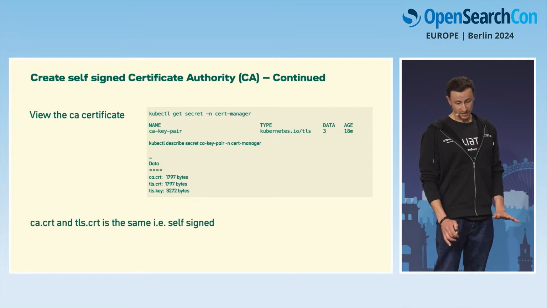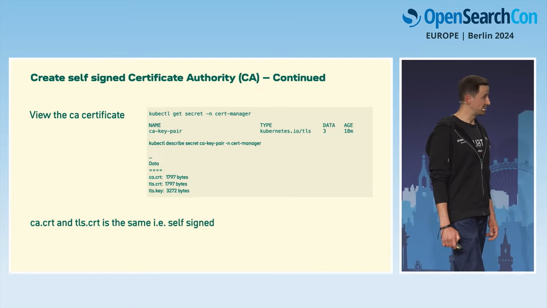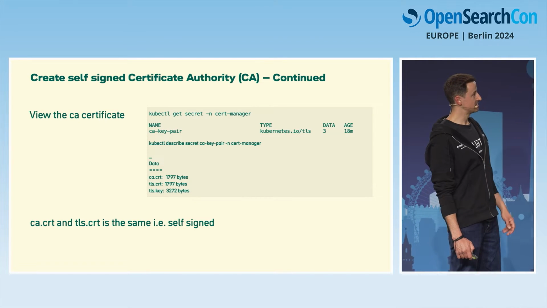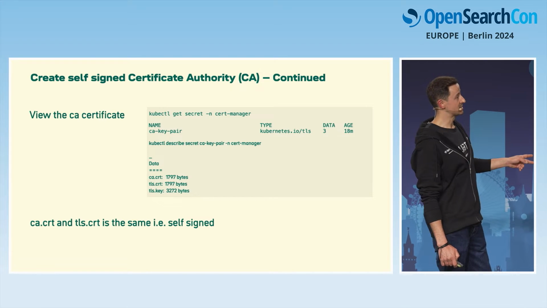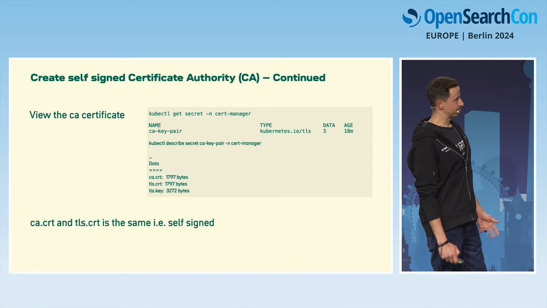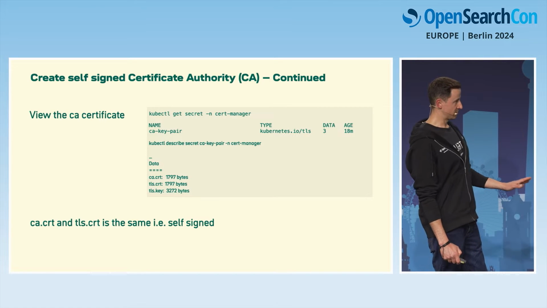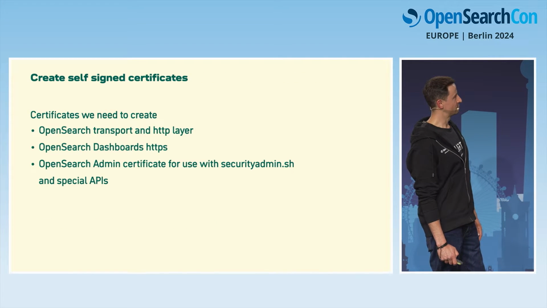Once you do all that, you can have a look at the secret that you created. We call it CA key pair. And the ca.crt and the tls.crt are the same size. There's a very good reason for that. It's because it's the same file, which is where we get self-signed. It's important for the future, but for now, just be aware of it.